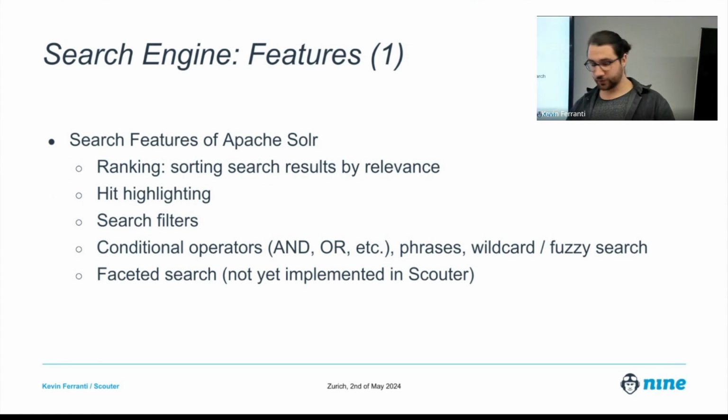We have search filters. We have conditional operators and all that stuff, phrases with quotes, wildcard search, fuzzy search, everything that Apache Solr provides. And also faceted search would be theoretically possible, which is narrowing down the search by dynamic filters. But this is not yet implemented in Scouter. It's a future feature.